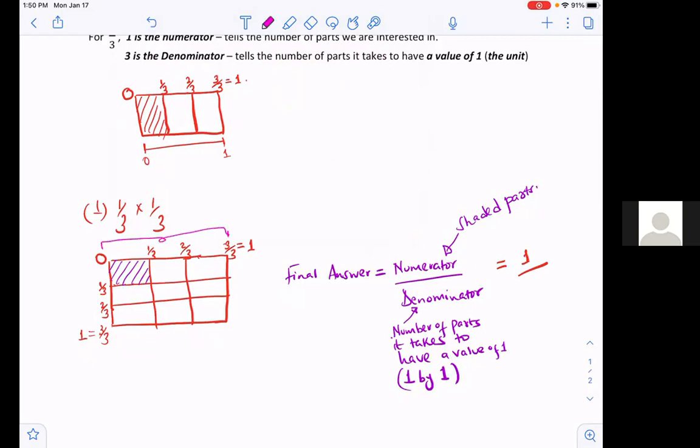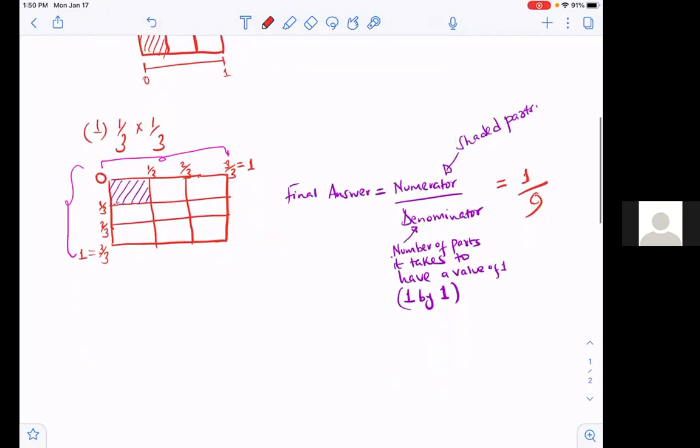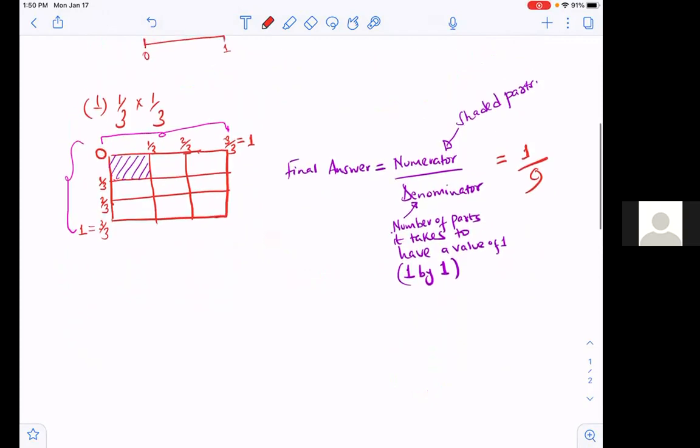one horizontally and one vertically. How many parts are those? There are 9 in total. There are 9 parts. And so it means that a third times a third equals 1/9.